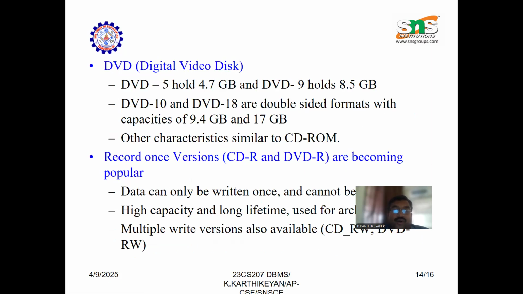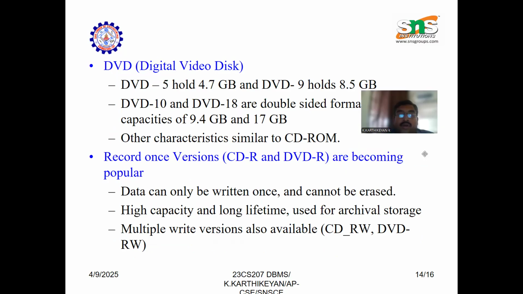DVD is a digital video disc. DVD-5 holds 4.7 gigabytes and DVD-9 holds 8.5 gigabytes. DVD-10 and DVD-18 are double-sided formats with capacities of 9.4 GB and 17 GB, and other characteristics similar to the CD-ROM. In write-once variations, CD-R and DVD-R are becoming popular. Data can only be written once and cannot be erased. They have high capacity and long lifetime, and are used for archival storage. Multiple-write versions are also available: CD-RW and DVD-RW, read and write.